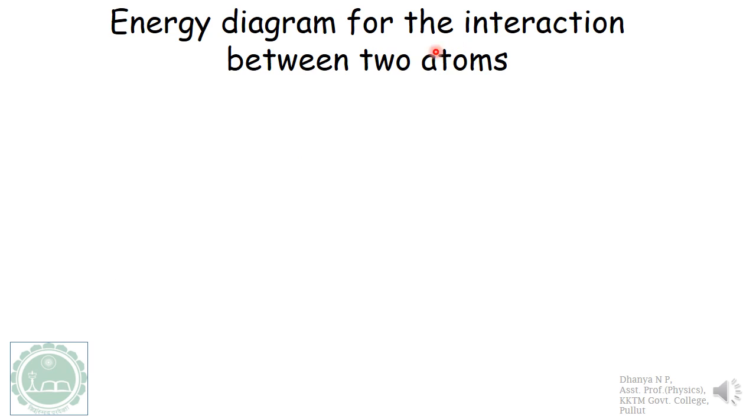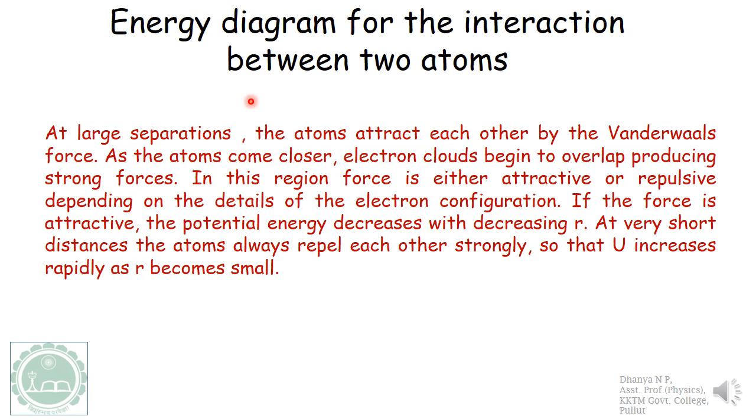Energy diagram for the interaction between two atoms. With the one-dimensional harmonic oscillator potential, half kx squared, we obtained bounded motion, whereas an unbounded motion is obtained when U is equal to K by r. Now we can look at the case of two atoms. At large separations, the atoms attract each other by the van der Waals forces. Van der Waals force varies as 1 by r raised to 7.